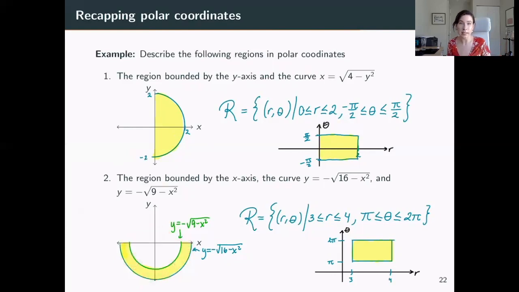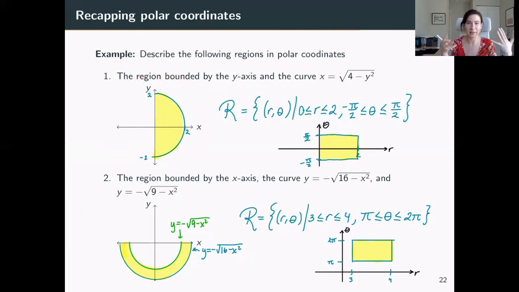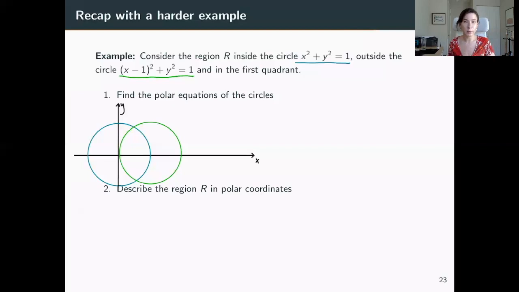In both of these instances, we go from a circular region in some way in the Cartesian plane to a nice rectangular region in r and theta. Integrating iterated integrals over a rectangle is going to be way easier than integrating over some kind of circular region. Before we move on back to integrals, I want to spend one more difficult example working through polar coordinates.